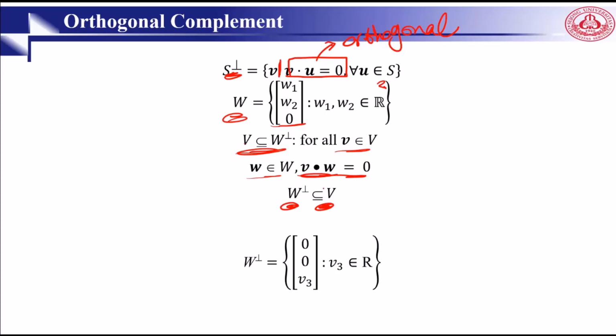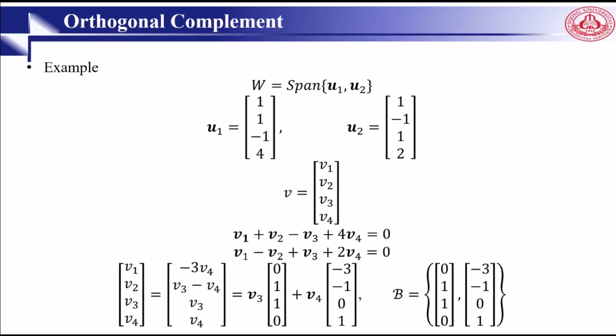So in this case, we can say W perp is (0, 0, v3), where v3 is in R. Let's see one example to better understand the concept of orthogonal complement. In this example, we want to find a basis for the orthogonal complement of W, which is the span of u1 and u2. In this case, we must find some vectors that are orthogonal to this u1 and u2. Here is the vector u1, and here is the vector u2.